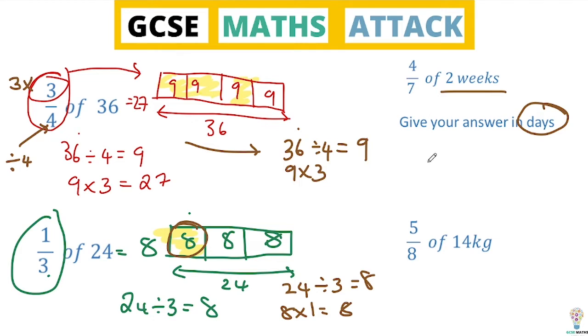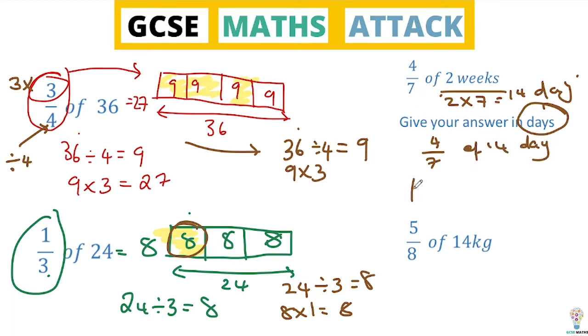Okay guys, so I'm assuming you paused the video and you've had a go at these questions. The first thing I'm going to do is change this into days. In order to do that, I know that 1 week has 7 days, so 2 weeks should have 2 lots of 7, which is 14 days. Now I need to work out 4/7 of 14 days.